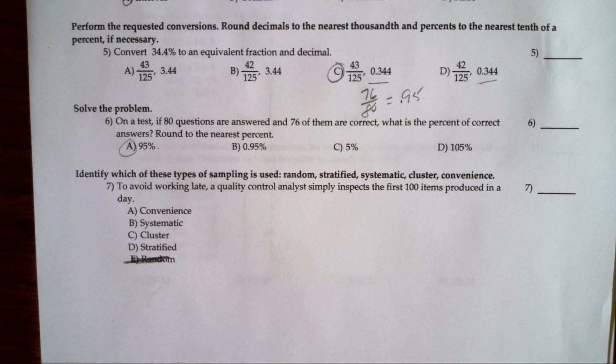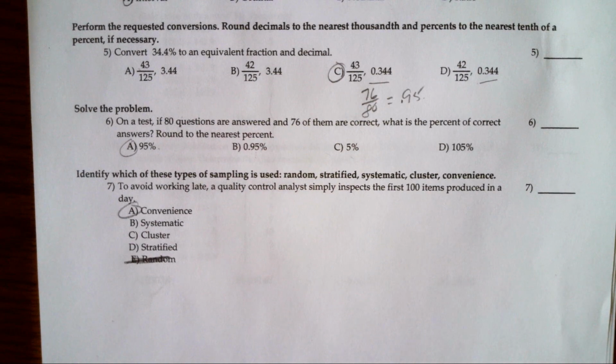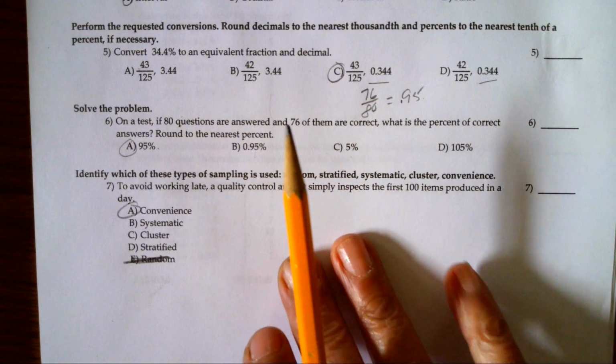All right. So to avoid working late, the analyst simply inspects the first 100 items. Well, convenience. He made it really easy for himself. It wasn't systematic. He wasn't checking every 5th or 7th. Cluster, he didn't break them down into items that had something similar and then survey all of them. He wasn't stratified. He didn't break them into parts that had something in common and then select a few of them. Convenience. The easiest way out of it, he picked the first 100, did it, and he went home. Convenience sampling. Pretty straightforward.